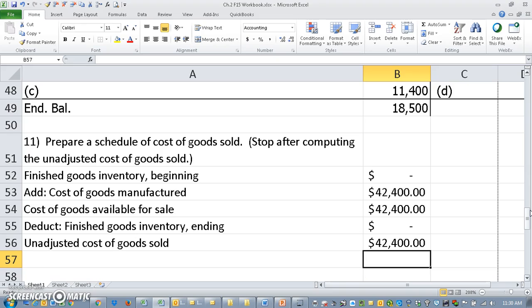Okay, so I'm going to stop this portion of the screencast, and we will continue with the rest of the problem in the next section.